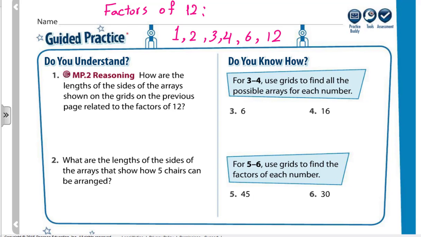Okay, thank you, my hero. Great work. And now we will move to question number 3. In question number 3, use grids to find the possible arrays for each number. In this one, I will not use a grid. I will do it in another way.